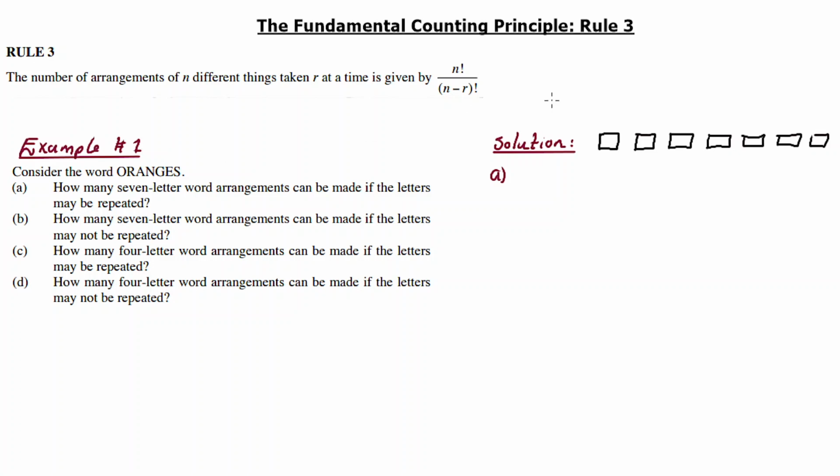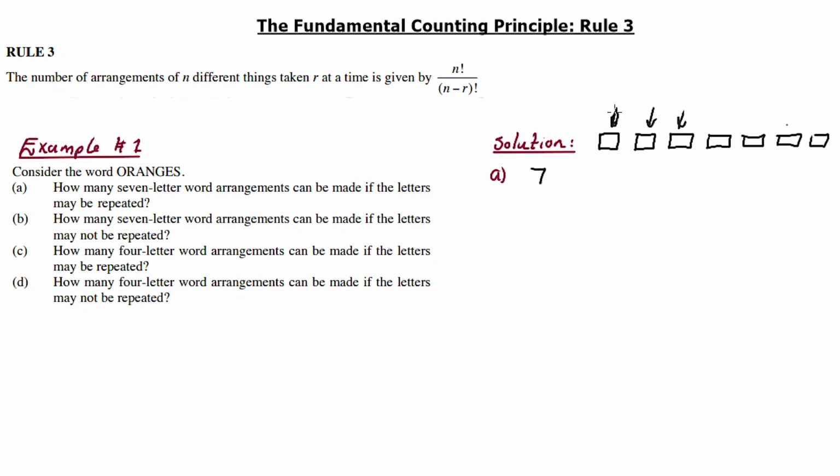Since they can be repeated, it means I can have an O, an O, an O. I can have a word arrangement with only O's. I can have another word arrangement with only N's, or like in oranges. I can have another word arrangement with only G's, meaning the letters can be repeated. So if they can be repeated, we count 7.